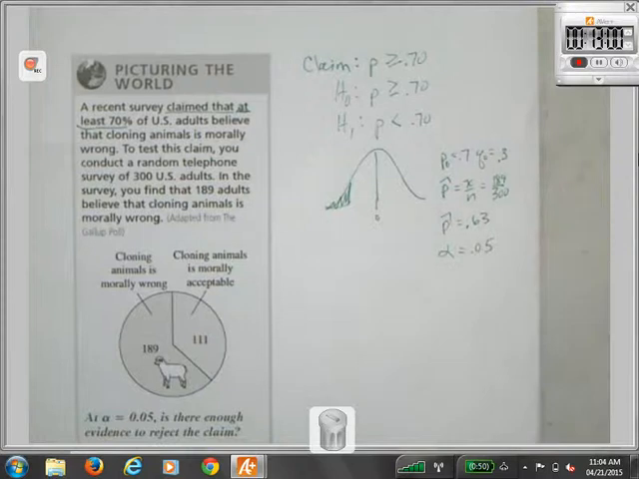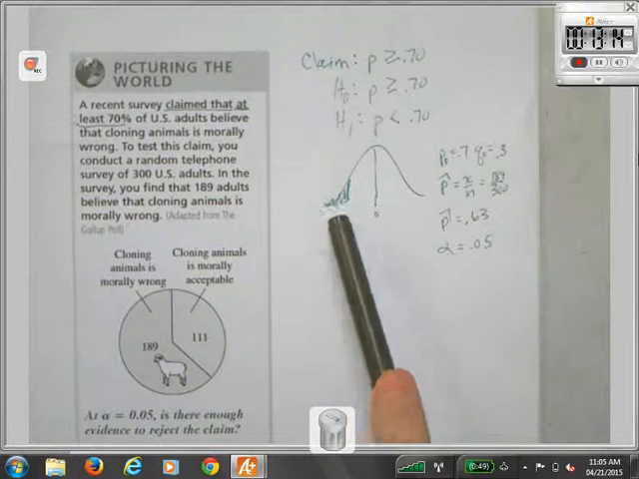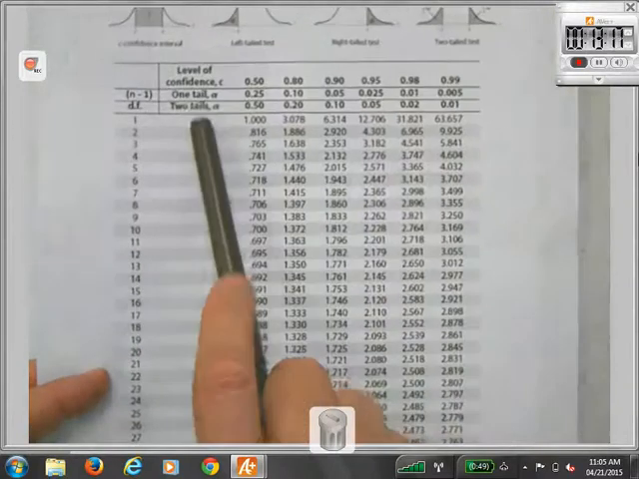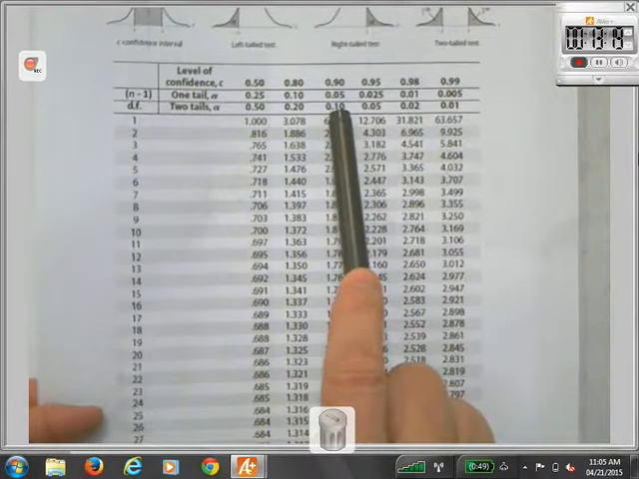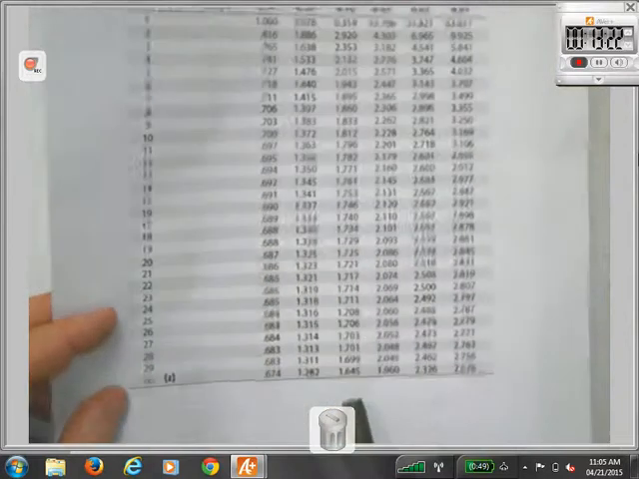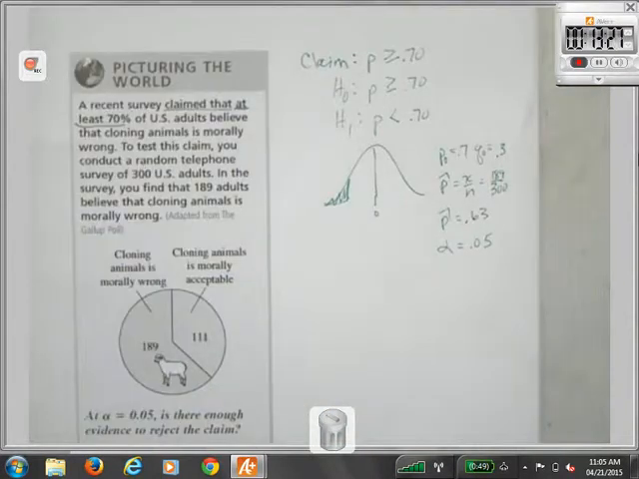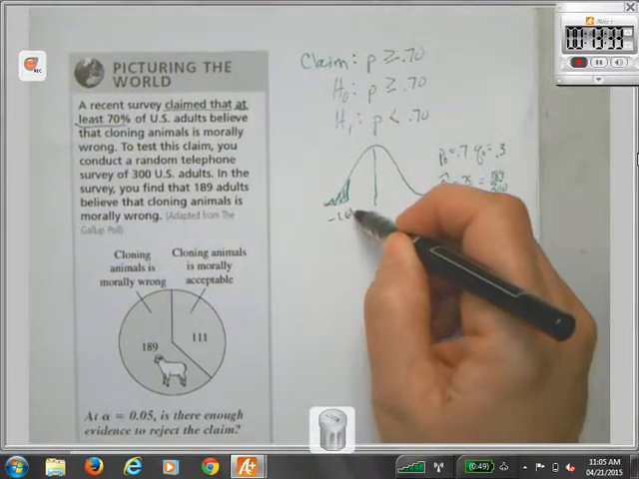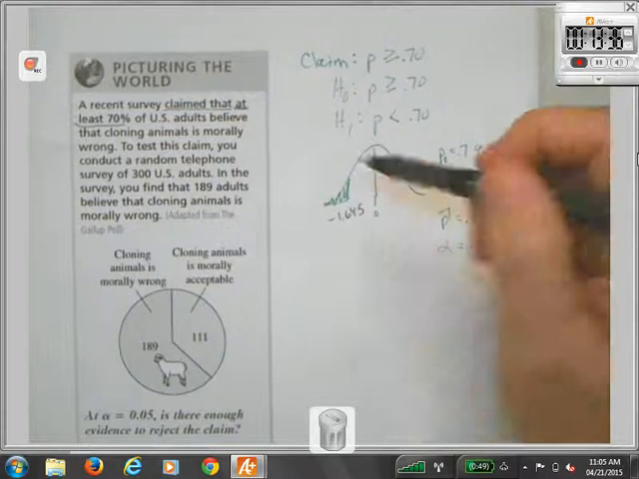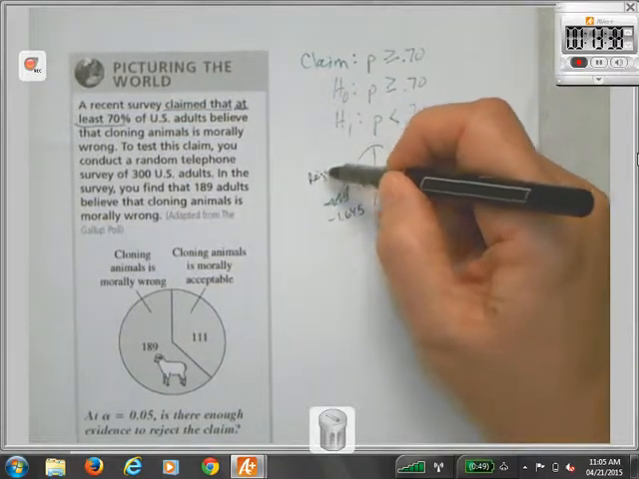And from there, we can now find the z critical value. Okay, one tail, 0.05. All the way to the bottom, 1.645. It is negative because it's on the left. So our reject region starts at negative 1.645.